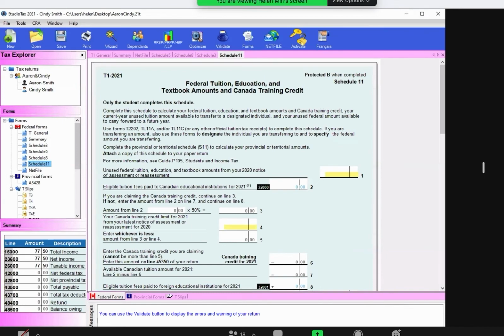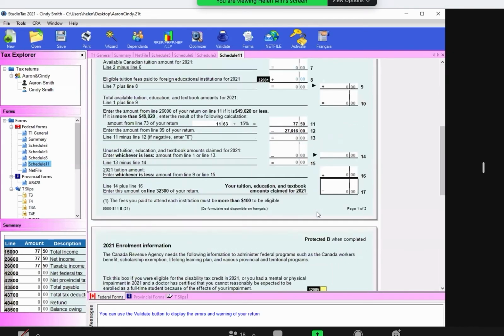You check your notice of assessment 2020. Do you have an unused federal tuition education amount? Put it on line 1. Then this one is the Canada training credit. You put it here. Then you just go through this one.